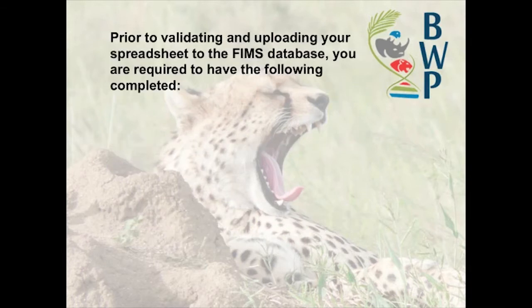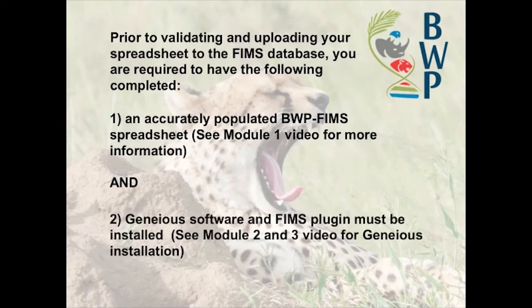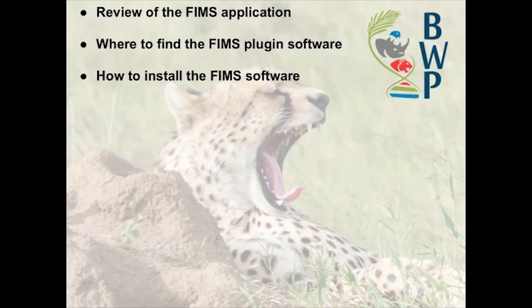Before we can begin validating and uploading spreadsheets into the FIMS database, the following must be completed. 1. Your BWP FIMS spreadsheet accurately populated with all relevant field data. And 2. The installation of Geneious software in the FIMS plugin. As we discussed in Module 1, the BWP FIMS database is a repository for all field data associated with your specimen. Subsequently, this data will be attached to your barcode record in GenBank.